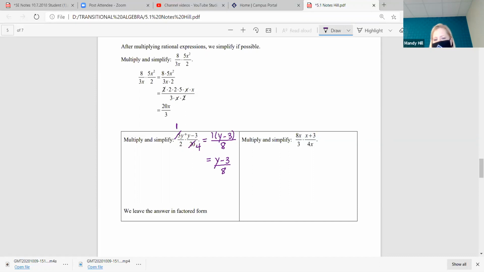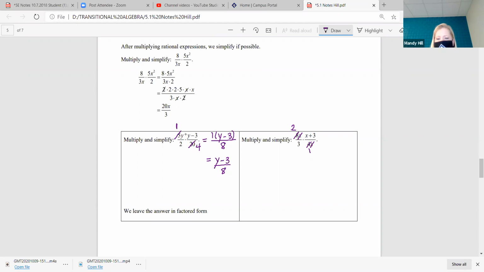Okay, what about the 8 and the 4? They have anything in common? I can divide an 8 and a 4 both by 4, right? So 8 divided by 4 is 2. 4 divided by 4 is 1. Okay, anything else have anything in common? I've got an X and an X. Those can cancel out, right? I wouldn't have anything left with those because they're exactly the same.